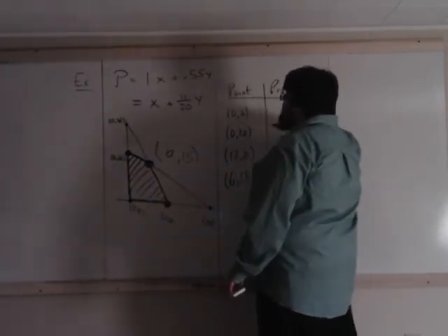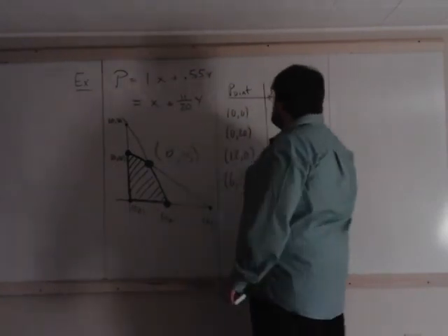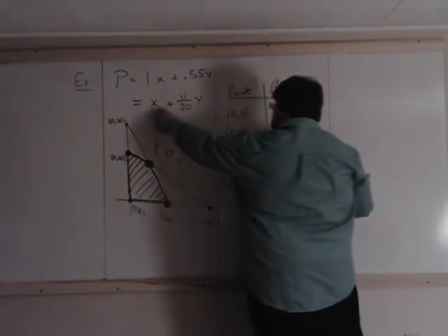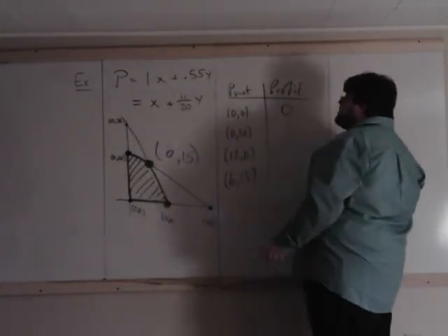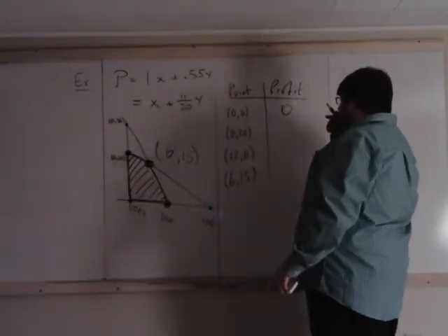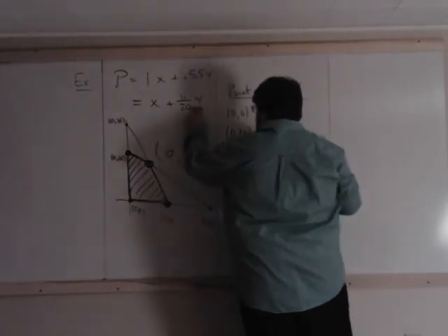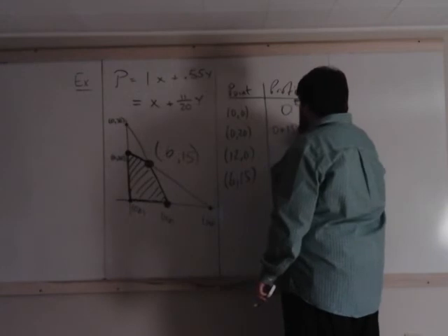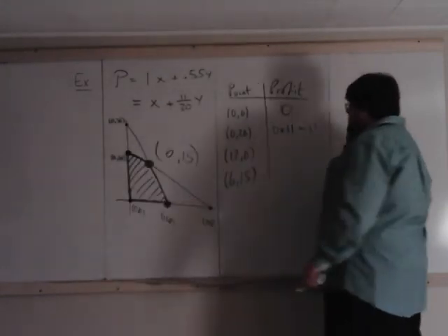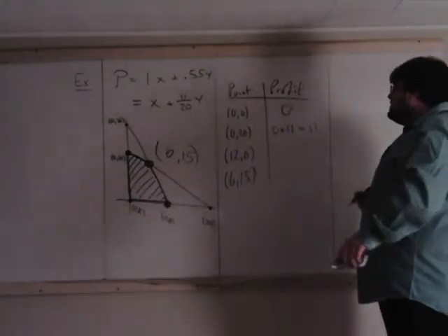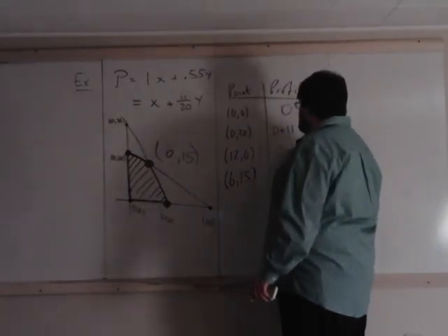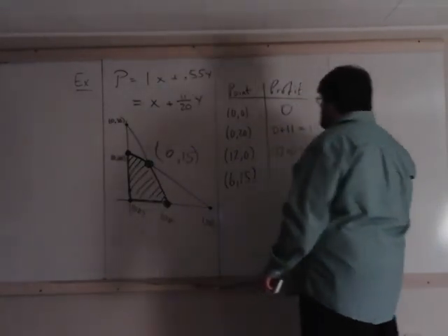And for profit, we use the profit equation. So 0 plus 0 is 0. 0 and y equals 20. Well, when you write 55 cents as 11/20, y equals 20. We'll just cancel out that 20. And you get 0 plus 11, which equals 11. For 12, 0, what do you get? You get 12 plus 0, which is 12.